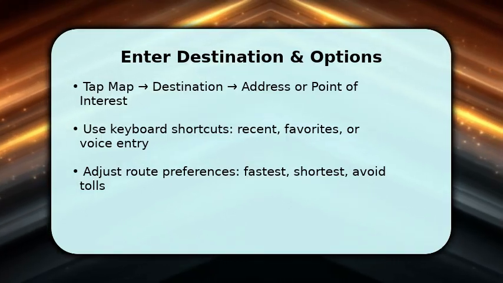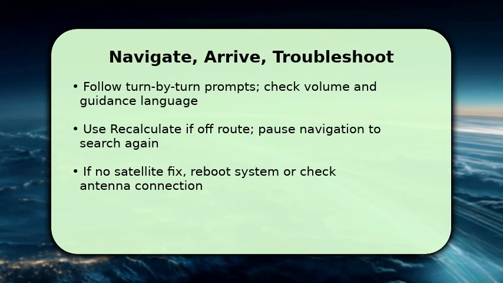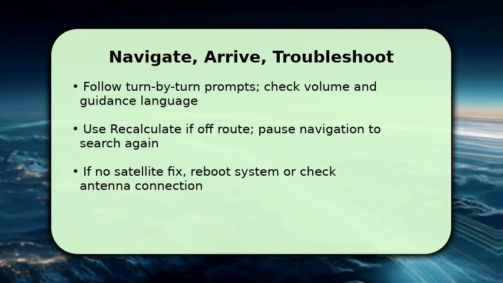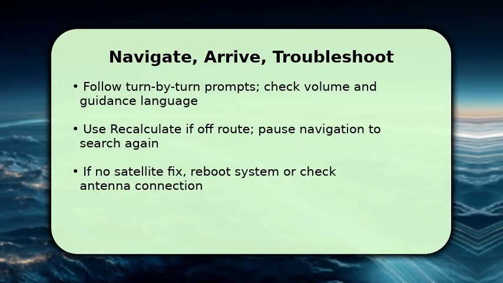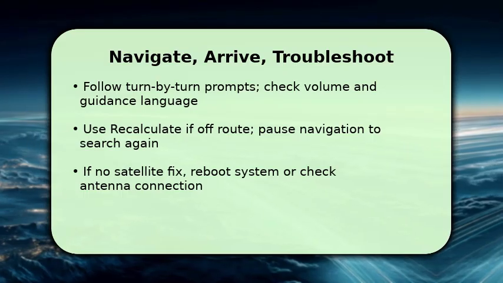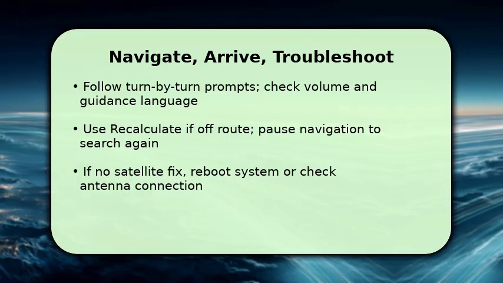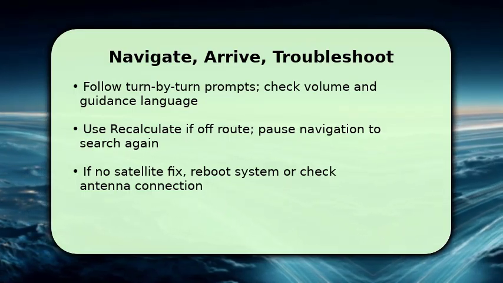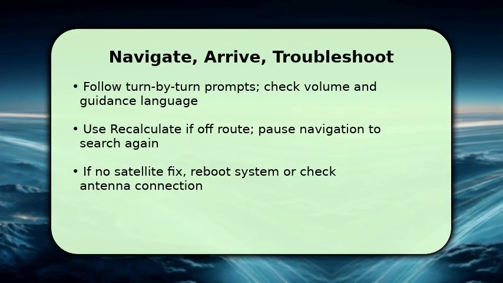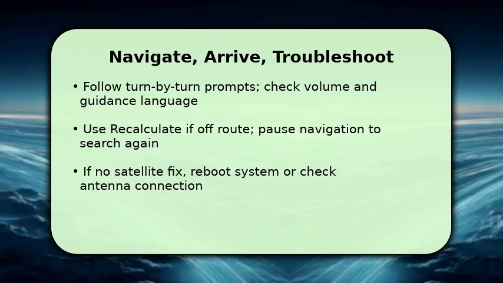You'll follow turn-by-turn prompts. Adjust voice volume and language in settings so prompts are clear. If you miss a turn, the unit recalculates automatically. If it doesn't, press Recalculate or re-enter the destination. When you arrive, tap End or Stop navigation to clear guidance. If you lose GPS signal or the map shows your position drifting, reboot the infotainment system and verify the antenna connection. If problems persist, swap the map SD card or consult a dealer for a firmware update.